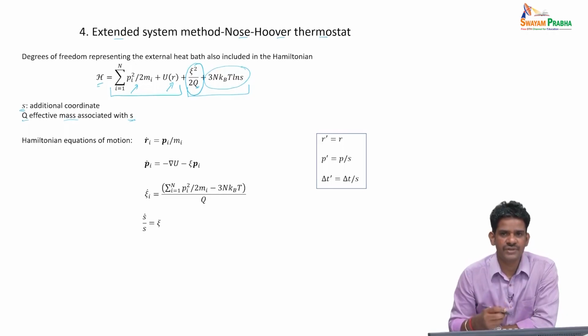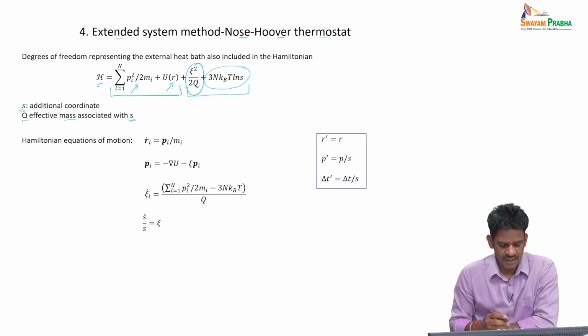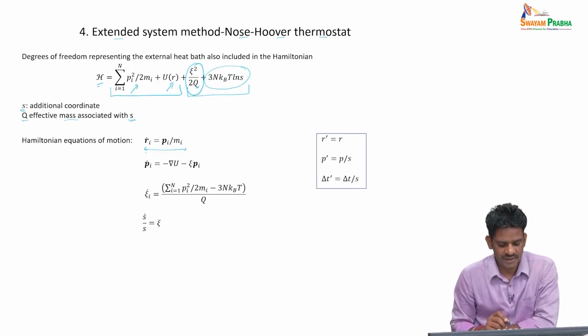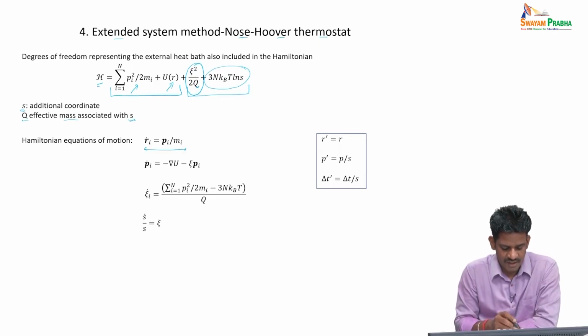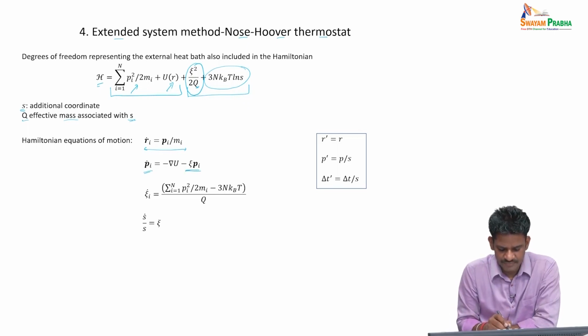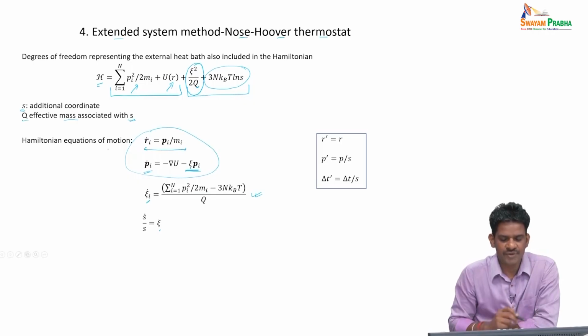With this, we can go to Lagrangian or Hamiltonian mechanics and rederive the equations of motion. You see that the equation for the velocity, the rate of change of the particle position, remains the same, but in the case of the rate of change of momentum, we get an additional term which is proportional to epsilon times pi. The rate of change of eta is also given by this equation, and the rate of change of S is given by eta itself. So instead of solving only these two equations, which we used to do in Hamiltonian mechanics, we are now going to solve four equations simultaneously.